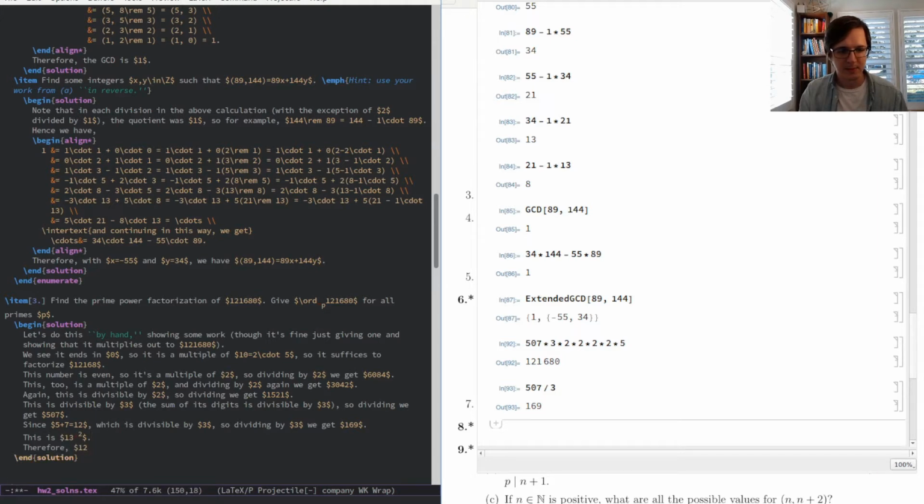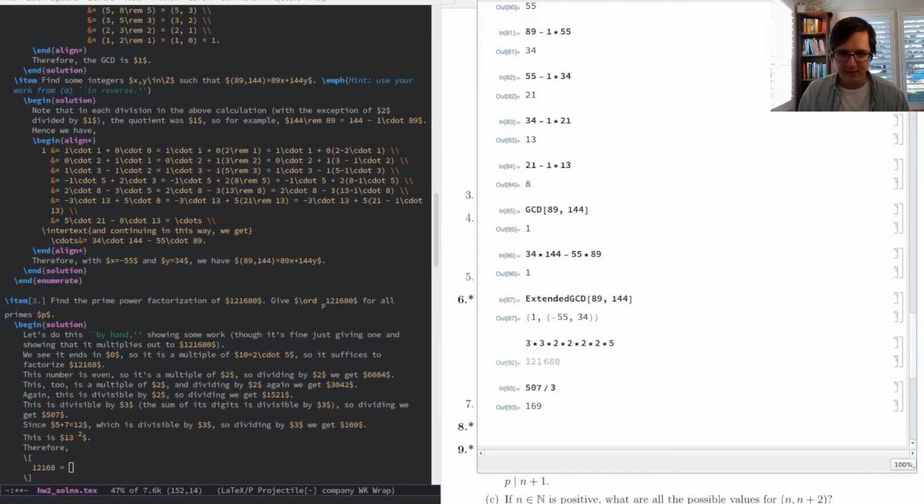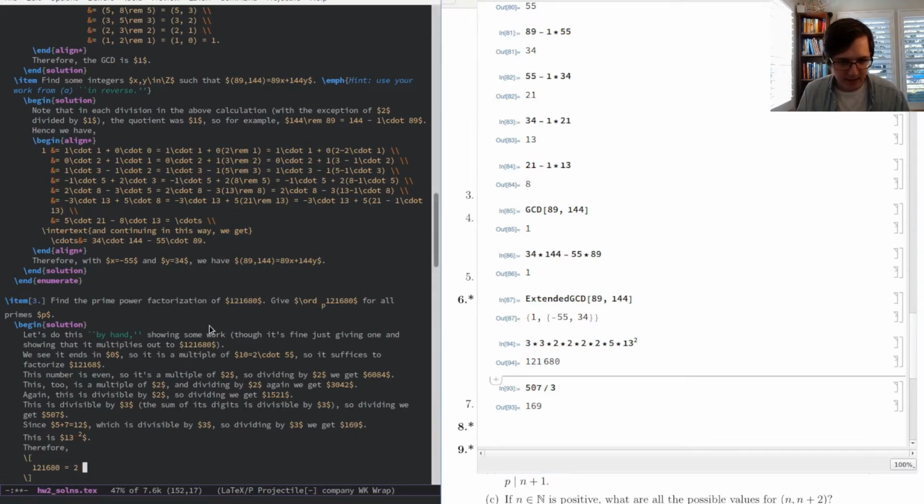So let's set this out as a display style. 121,680 is equal to, okay, so 507 we just saw was 3 times 13 squared. So 121,680 is 2 to the power of 4, 3 to the power of 2, 5, 13 squared.